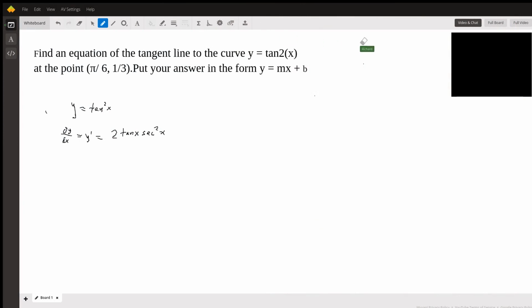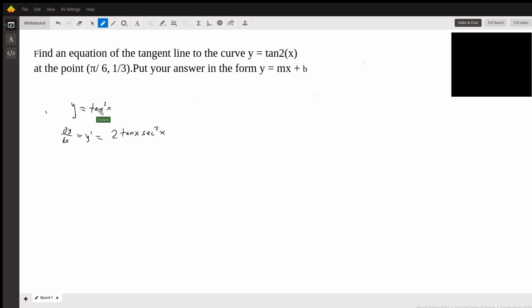The student is obviously taking calculus, and what we want to do is find the equation of the tangent line to this curve y equals tan squared x. So the first step is to just find the first derivative, because that will enable us to find the slope of the tangent line, which would be m.